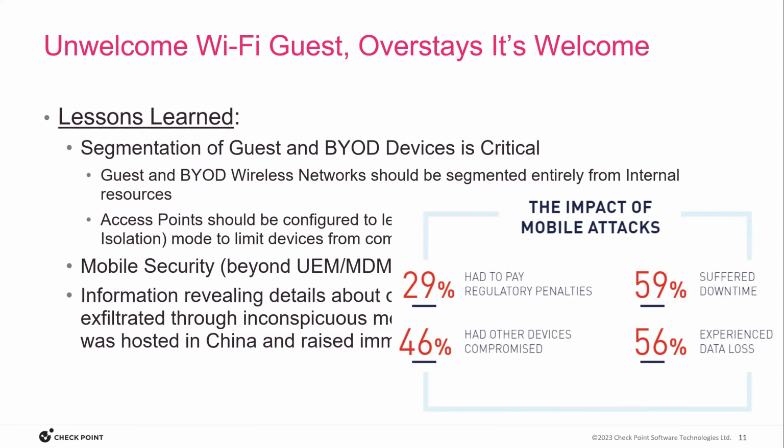Thinking importantly here, 59% suffered downtime from a mobile attack. And interestingly, 46%, from what I think is a Verizon study, had other devices compromised as the result of a mobile attack. So we're seeing 46% lateral movement. The mobile device was the first point of infection, but from there, based on network design or other design, we saw lateral movement into the network, causing other interruptions like data loss, regulatory penalties, and downtime.